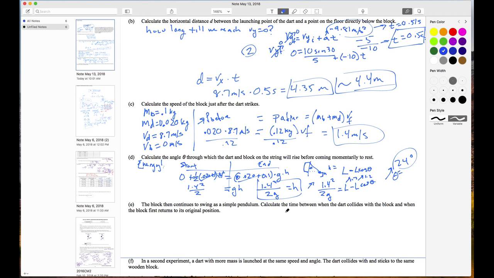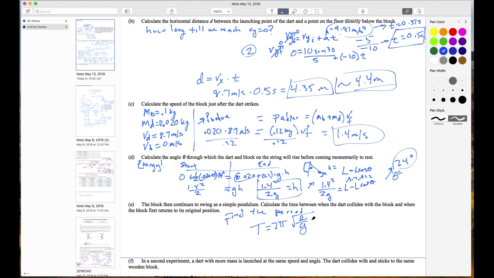The block then continues to swing as a simple pendulum. Calculate the time between when the dart collides with the block and when the block returns to the original position, which means find the period. And we know that the period equation for a simple pendulum, given that we're within certain bounds, equals 2 pi root L over g. Well, we have all those values. It's only dependent on the length of the string on the block.